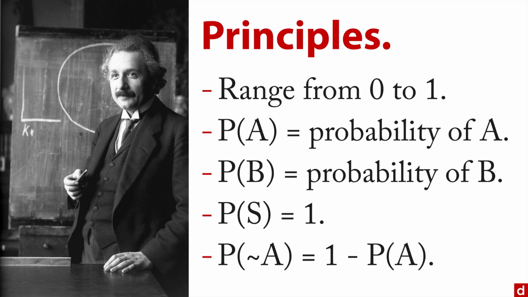Also, you can talk about the complement. The tilde here is used to say the probability of not A is equal to 1 minus the probability of A, because those have to add up.